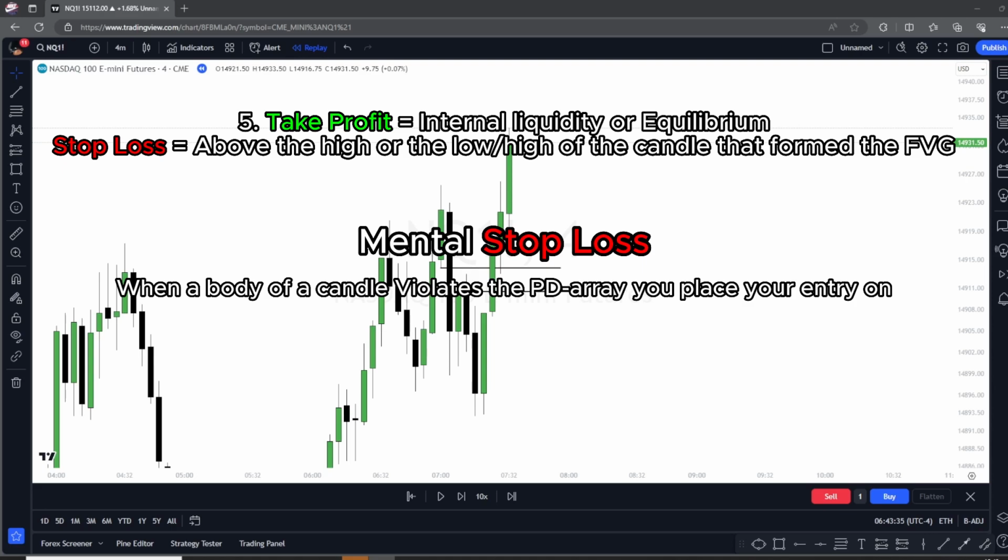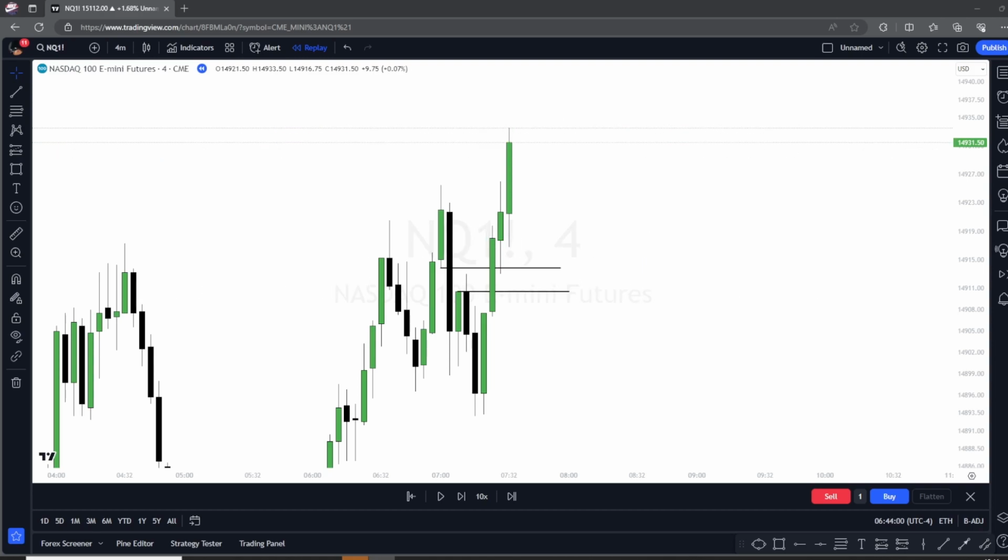And the reason for this is oftentimes a candle can wick very far from the fair value gap, but end up closing inside of it and still respect it. So by not having an actual stop, I avoid getting stopped out of my position when this happens. But I also have the discipline to actually close my trade in negative P&L as soon as we violate the PD array. So if you're new, I would not recommend not having an actual stop. So please note that. Let's jump onto the charts and I'll show you.